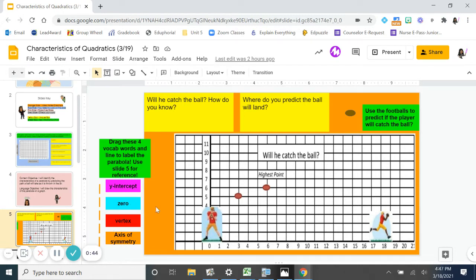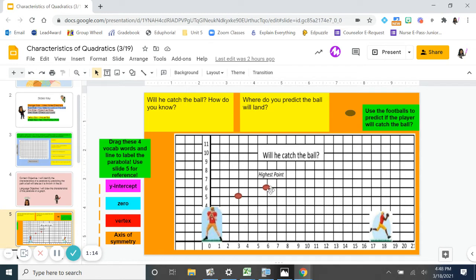Okay, so let's look at our first problem. We've got a football player. It looks like he's throwing the ball, and we need to figure out, well, is this guy going to catch the ball? So let's look. So it tells you right here on the graph that this is the highest point that the ball is going to reach. Well, think about it this way. If a ball is thrown in the air, eventually the ball is going to come right back down. Okay. So we're going to kind of map out where this football is going to land.